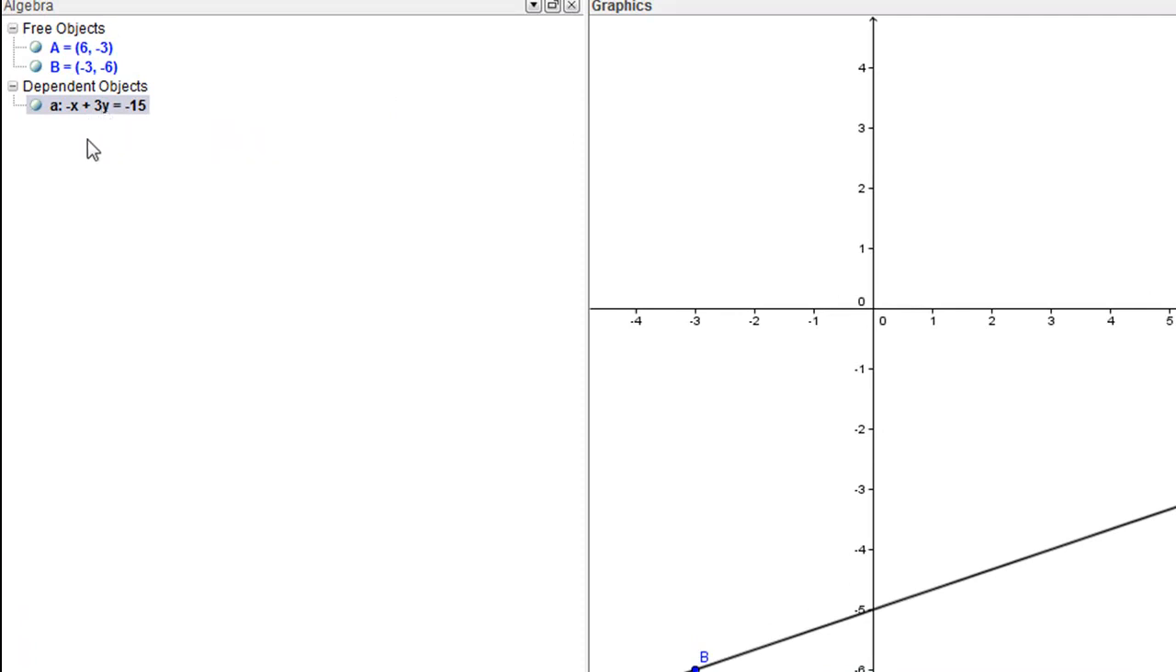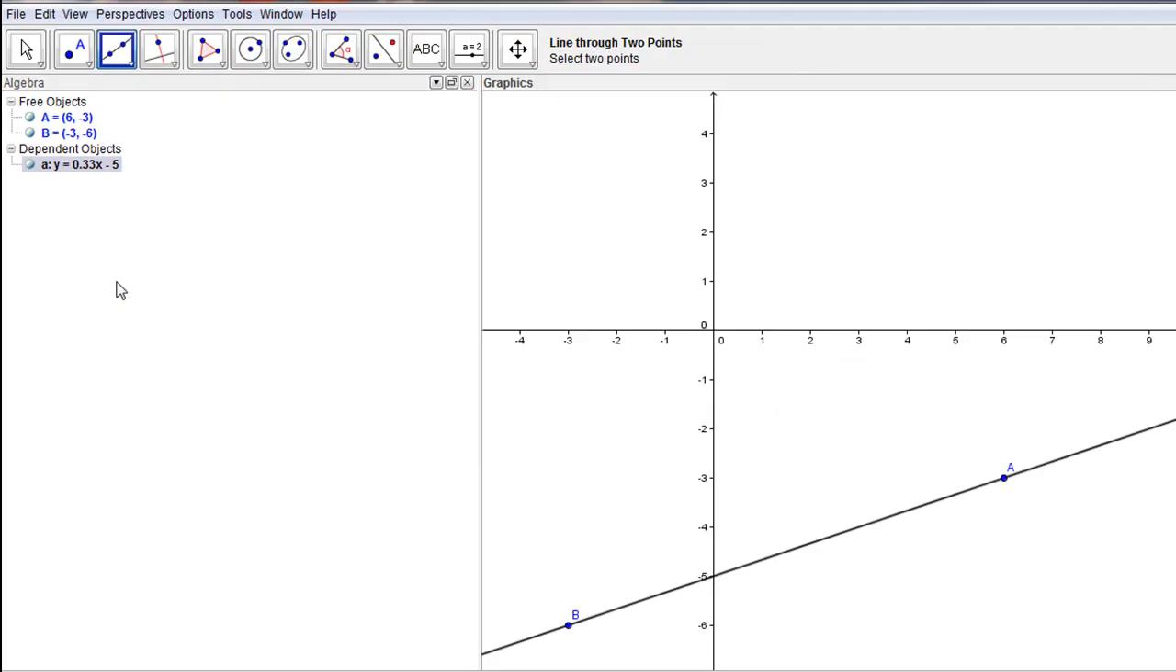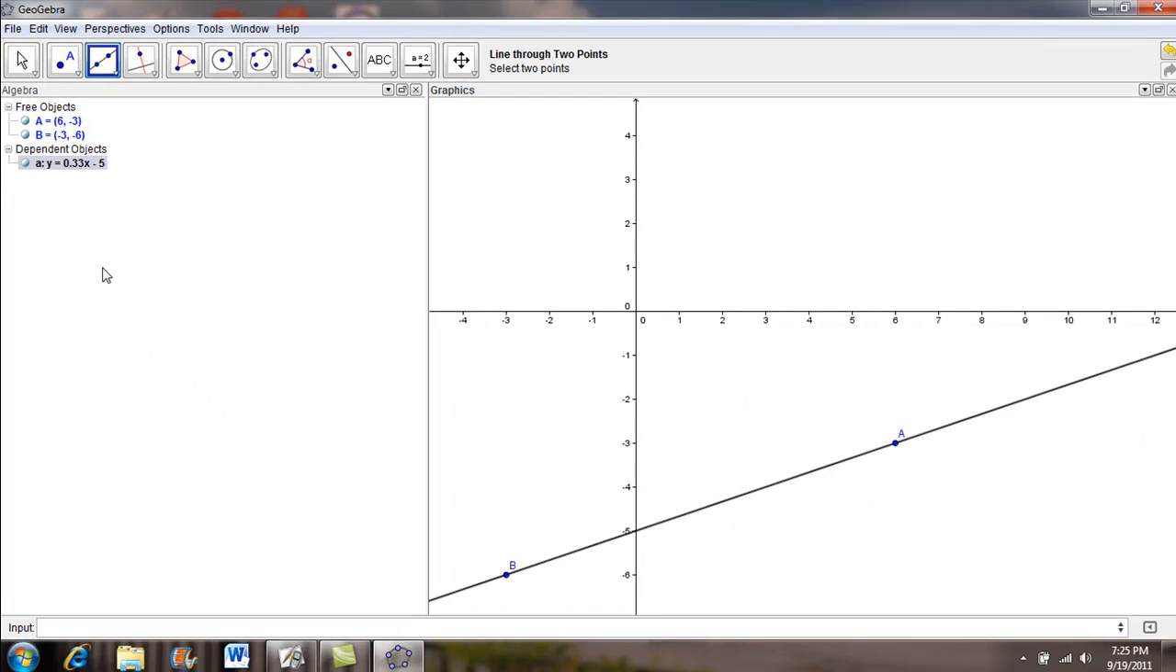Here's the equation of my line, -x plus 3y equals -15. And if I right-click, I can have GeoGebra place it in slope-intercept form. And 0.33, that's really 1/3. If you can remember our previous problem, we said y equals 1/3 x minus 5. So again, check graphing. Make sure you understand graphing, and you can use GeoGebra to help you understand the concept of graphing.